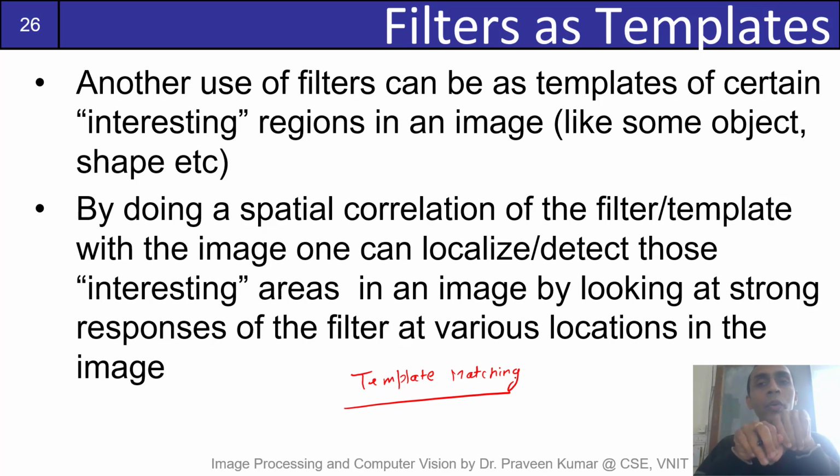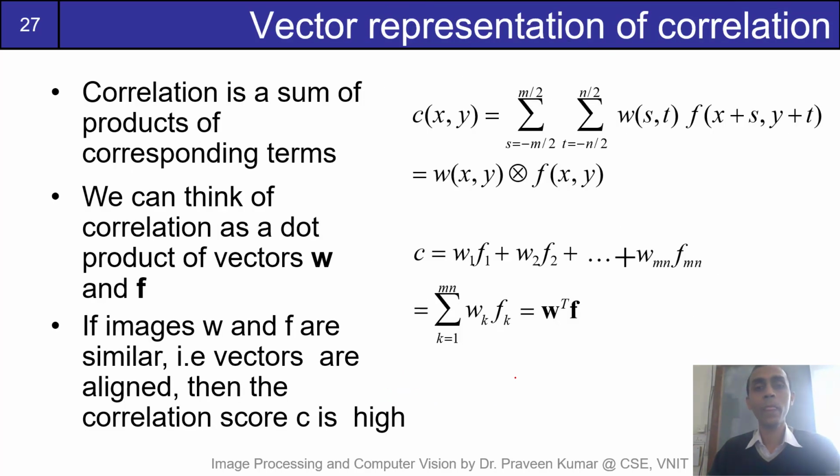So what we can do here is take a template of the object that we are trying to look for in an image. If we have a template of that, then we can do the same process. We can do the same spatial correlation of that template with the original image, and the result will be that wherever the sum of the product score is high, those locations will correspond to locations which match the template. And why will that be so?